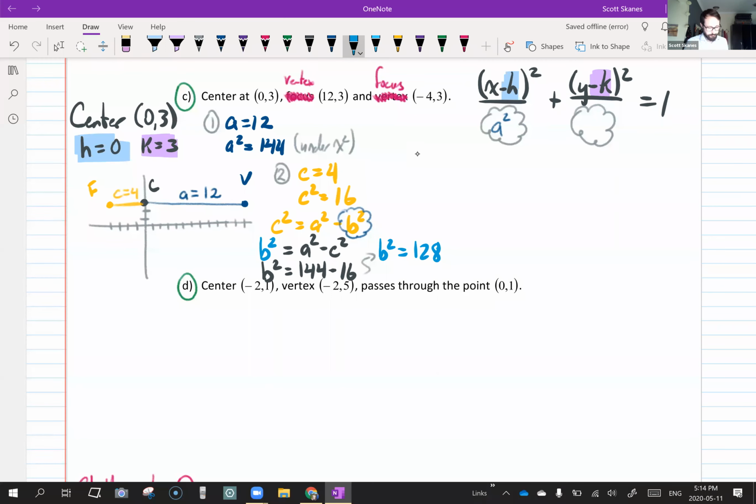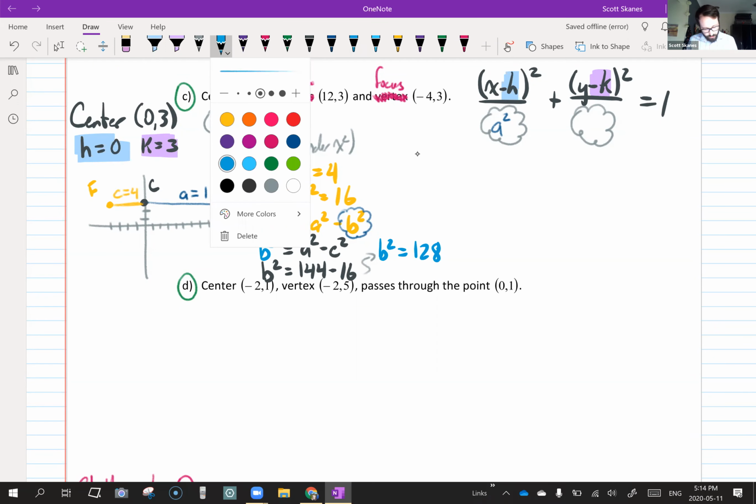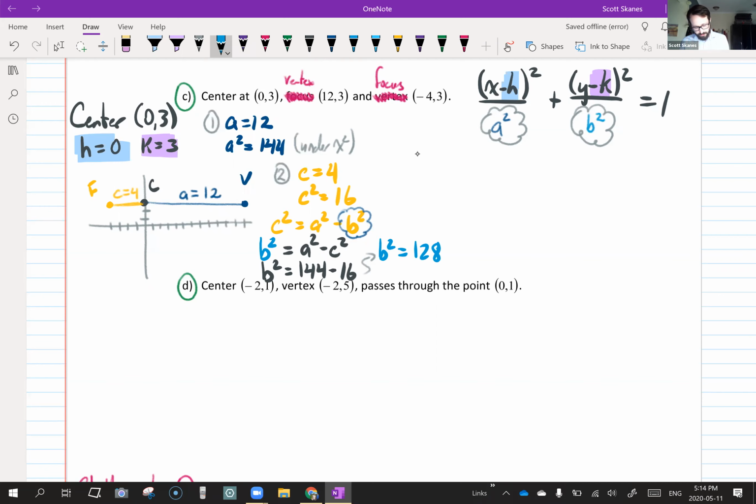You will be okay. And then now, look, I have A squared. I also have B squared. So the question is actually done. His answer has a 128 in it, and his answer has a 144. That's B squared and A squared. So let's fill it in.